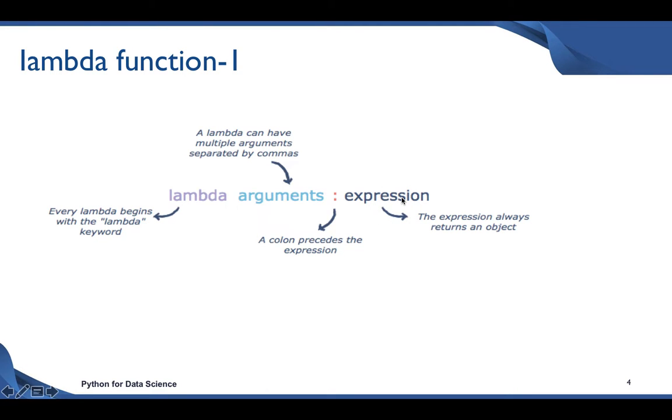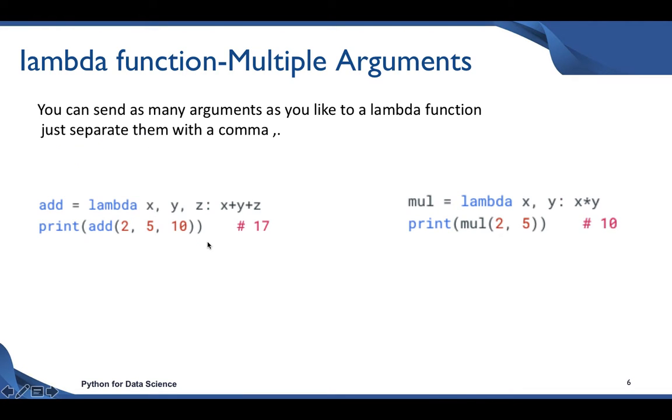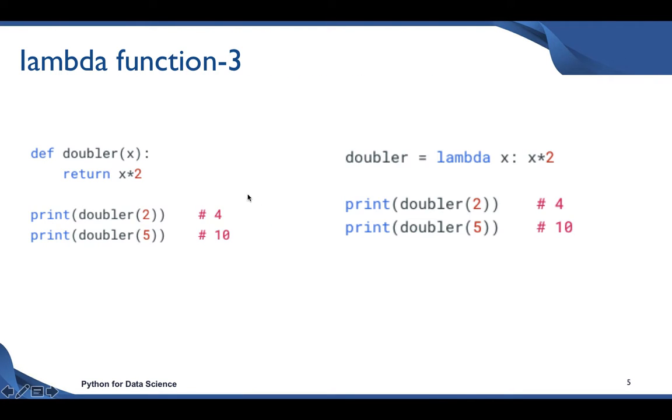So let us compare the function with the lambda function. In the traditional function we have a def keyword followed by the function name and the arguments, and in the return statement we are returning the square of x, right? So we print doubler, if we pass 2 it will return 4, and if we pass 5 as argument, it will return 10, right? So this is pretty much straightforward.